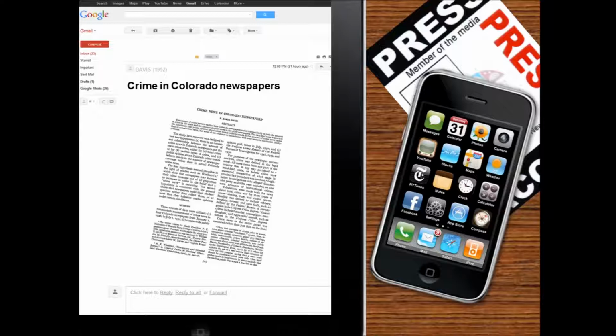So this is sort of how to connect theory building like we did in the first part of the course with analyzing how those theories have actually been built by scholars over time. And I'll start with Davis's article about the crime news in Colorado newspapers.